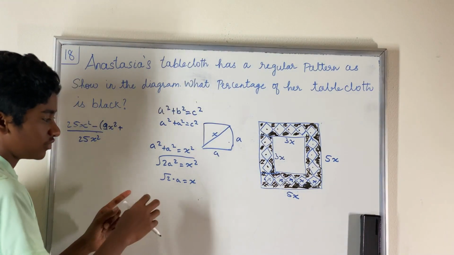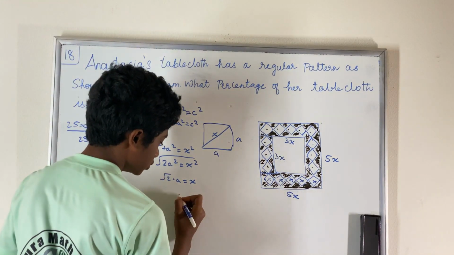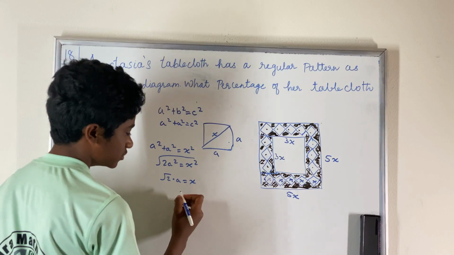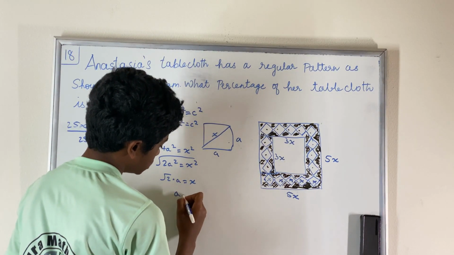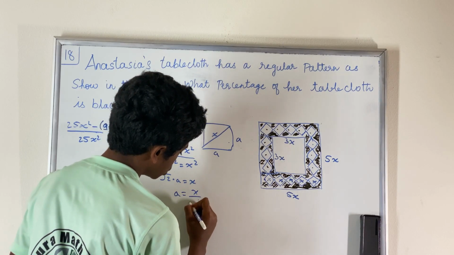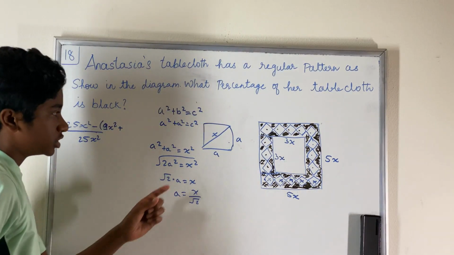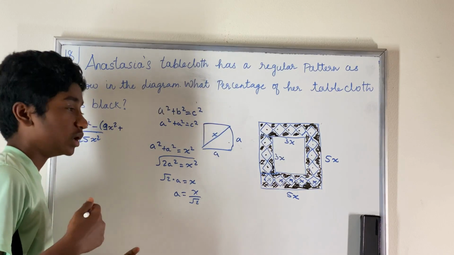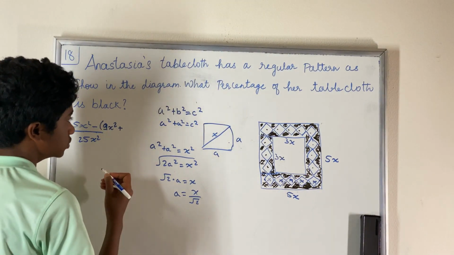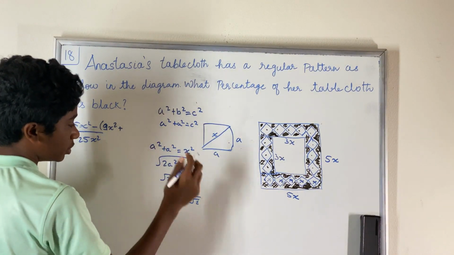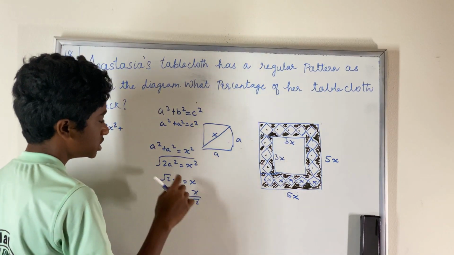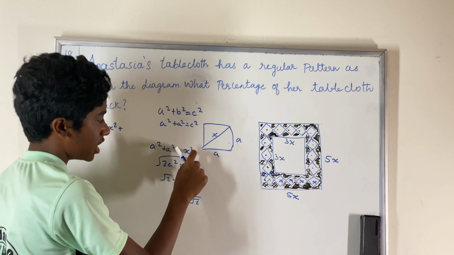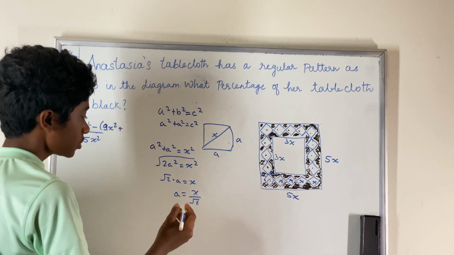So now let's solve for a. If we divide both sides by the square root of 2, we get a is equal to x over the square root of 2. That's what a is equal to. So now we're going to verify that. If we plug this in to here, we should get the answer as x squared. So let's do that.